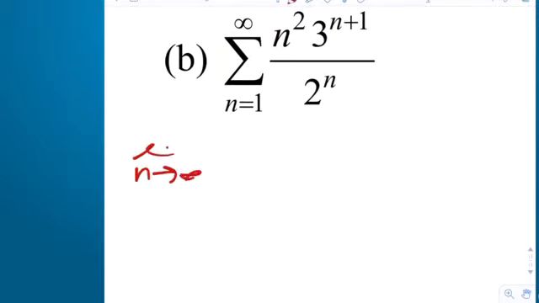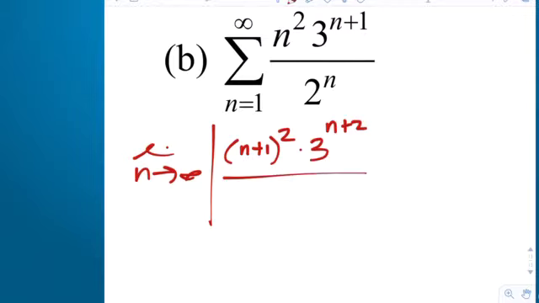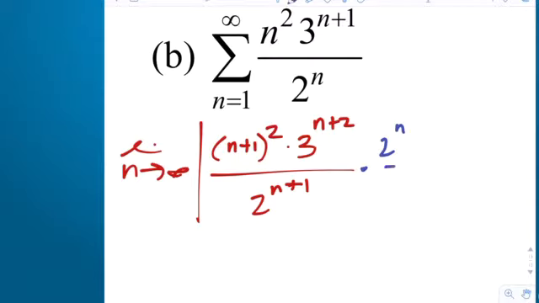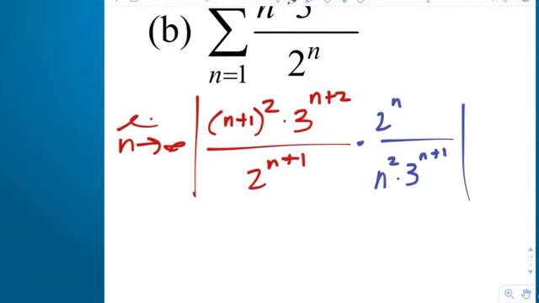The limit as n goes to infinity of the absolute value. The n plus first term is going to be the quantity n plus 1 squared times 3 to the n plus 1, which is n plus 2, all over 2 to the n plus 1. So every n becomes n plus 1. And now instead of dividing by the nth term, I'm going to multiply by its reciprocal, 2 to the n over n squared times 3 to the n plus 1. So n plus first divided by n, state change flip. We're at this step right here.